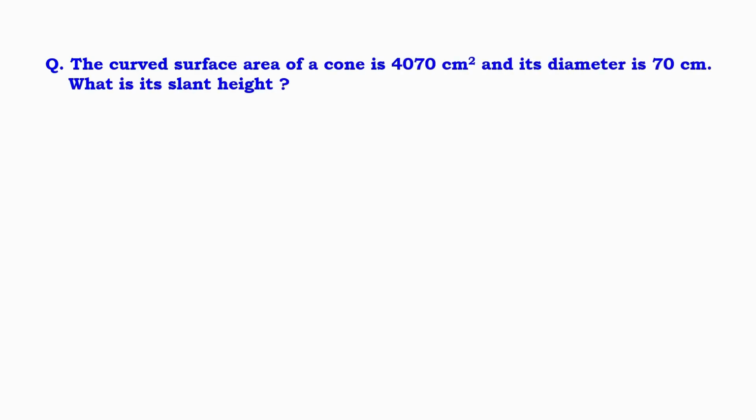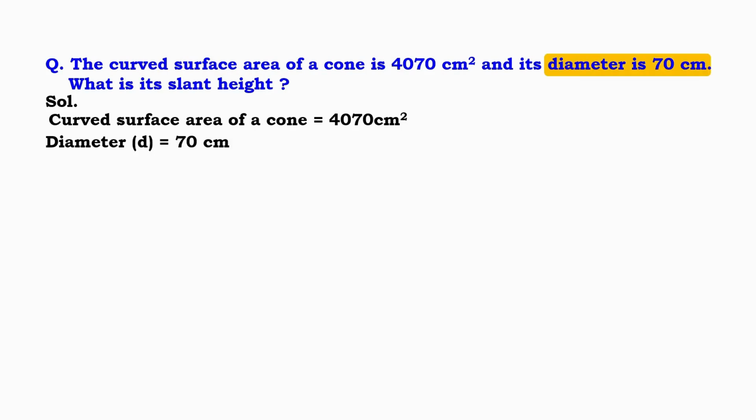Now let us solve some problems using the formulas. The curved surface area of a cone is 4070 centimeter square and its diameter is 70 centimeter. What is its slant height? Okay. So what is given over here? The CSA of the cone is given, that is 4070 centimeter square, and its diameter D is 70 centimeter. Since we know the diameter, the radius will be half of the diameter, that is 35 centimeter.